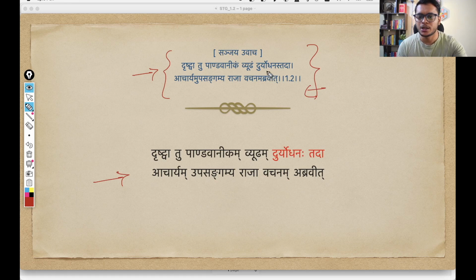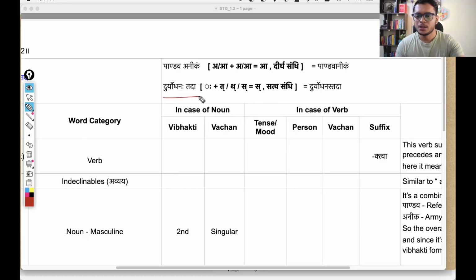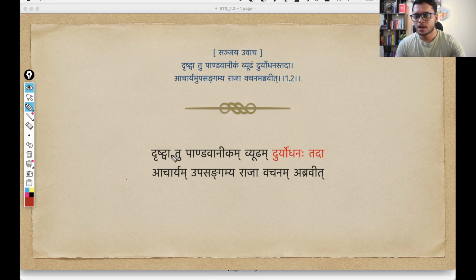A few words, like here Duryodhanastada: this single word opens up into Duryodhana and Tada. These are two separate words. The meaning of them we'll see as we approach the shloka. And as I said in the last video, the different Sandhi rules that are applying here, I am not taking up in the video, but all of this is available in the PDF file. As you can see in the PDF file, these are the individual words, this is the combined Sandhi word, and this is the Sandhi rule that is applying to these words.